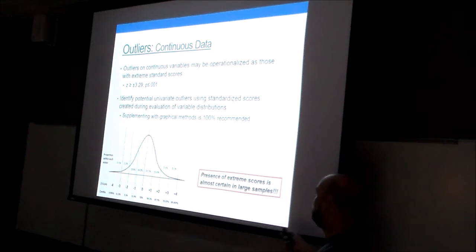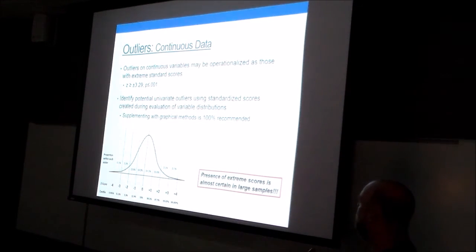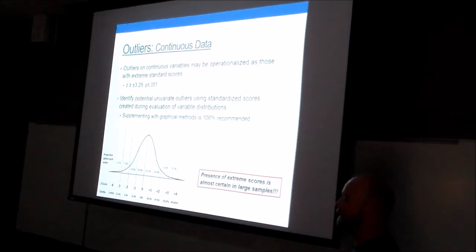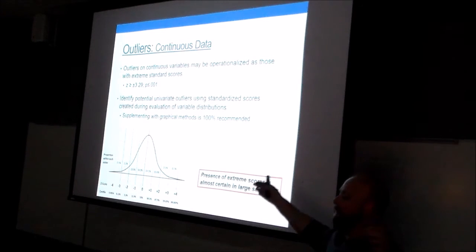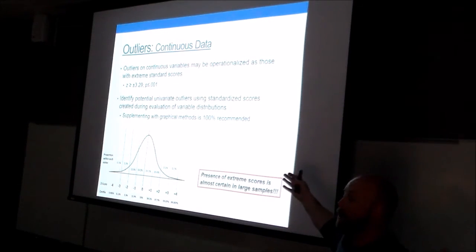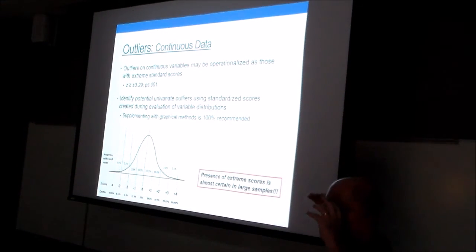What we'll end up doing is taking a look at outliers with these standardized scores and supplementing with graphical methods. Thing to remember is with large samples, we're almost certainly going to have extreme scores, right? As our samples start to get to 100, 200, we're going to get extreme scores because we're starting to get those people on the boundaries, right? We're going to collect those, so we shouldn't necessarily freak out about it, right? Because it's going to happen.